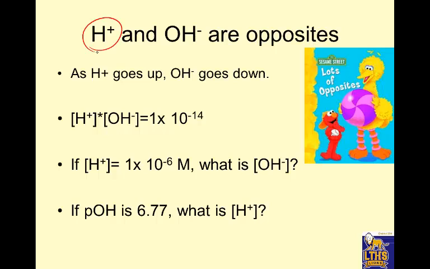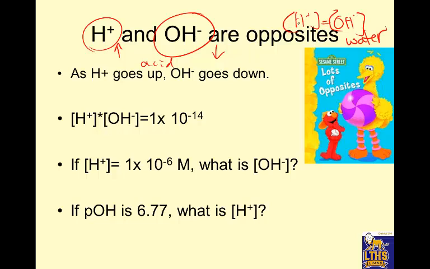In acid, there's more of this and less of this. In neutral, they're equal. H plus equals OH minus in water, or neutral things. In acid, there's more of this, so less of that. So as H goes up, OH goes down, and vice versa. There is a formula that relates them, a calculation.